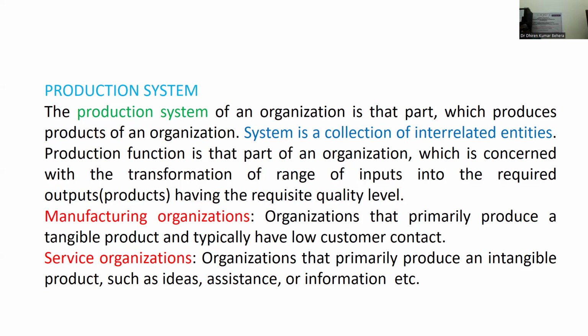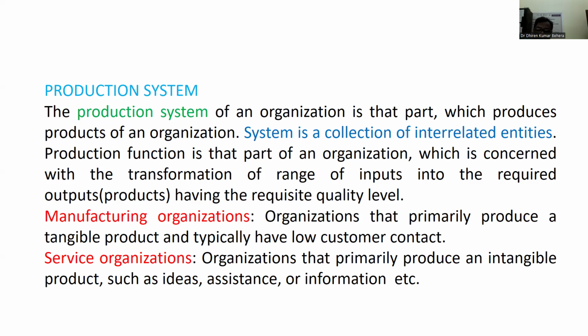You'll find manufacturing organizations primarily produce tangible products. Tangible means countable or measurable, which can be counted or measured, and typically have low customer contact. We do not get contact directly. Another organization type is the service organization, which primarily produces intangible products, not countable. Intangible products are not measurable, such as ideas or assistance or information. That factor is to be taken into account.